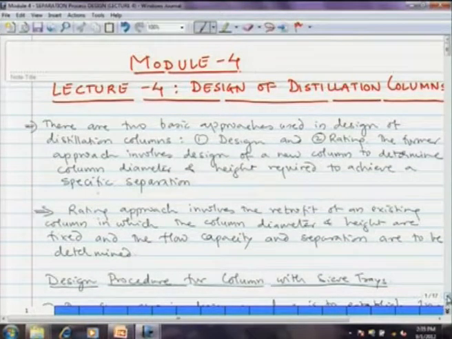There are two basic approaches used in design of distillation column. First is the design and second is the rating. The former approach involves design of a new column to determine the column diameter and height required to achieve specific separation, while the rating approach involves retrofit of an existing column in which the column diameter and height are already fixed and the flow capacity and separation are to be determined. Means fitting of an existing column for another purpose other than what it was designed for.